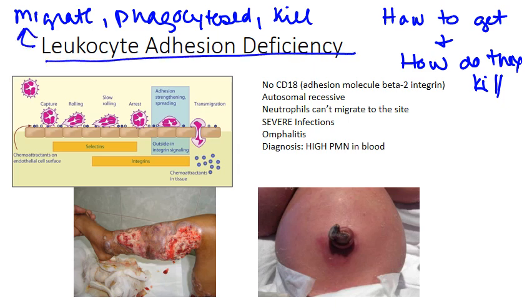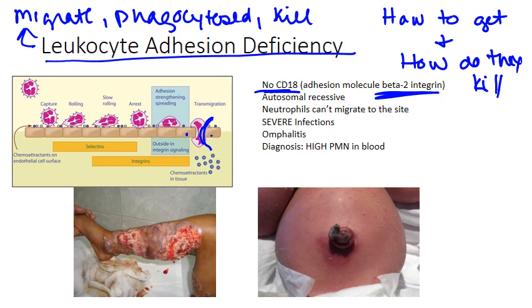In leukocyte adhesion disorder, this normal migration is not intact, okay? So as cells move down the highway that is your bloodstream, they have to go through these steps that basically slow them down before they can extravasate through the epithelium to get to the site, okay? This is basically controlled by adhesion molecules. And in leukocyte adhesion deficiency, CD18, which is an adhesion molecule for the beta-2 integrin, isn't working, okay?